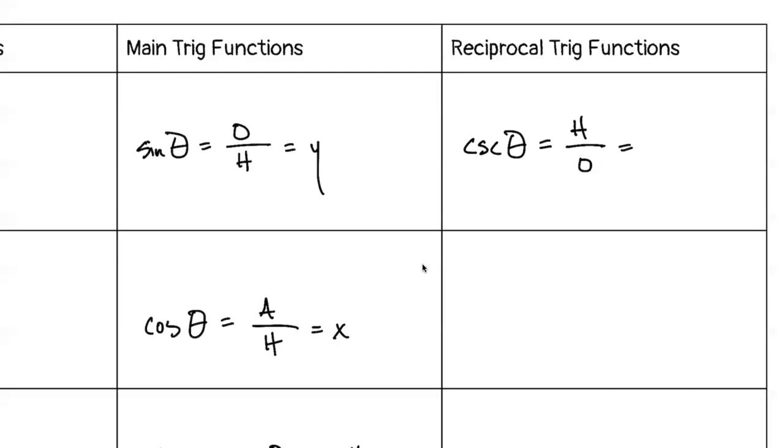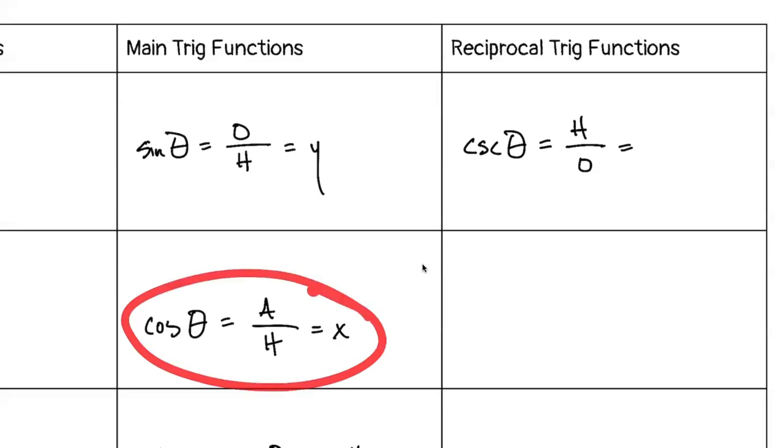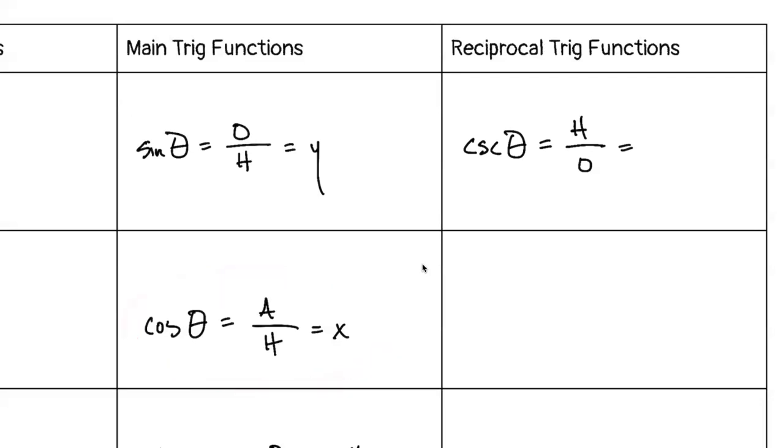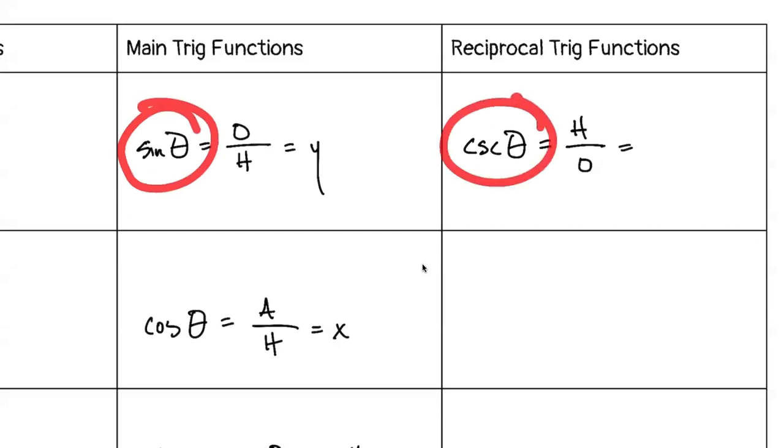If we were looking for x values, that would be cosine. How did we get from sine to cosecant? Is it the inverse function? It's not the inverse function. Use words very carefully here. Okay, sine and cosecant are reciprocal functions. Reciprocals are not the same as inverse functions.